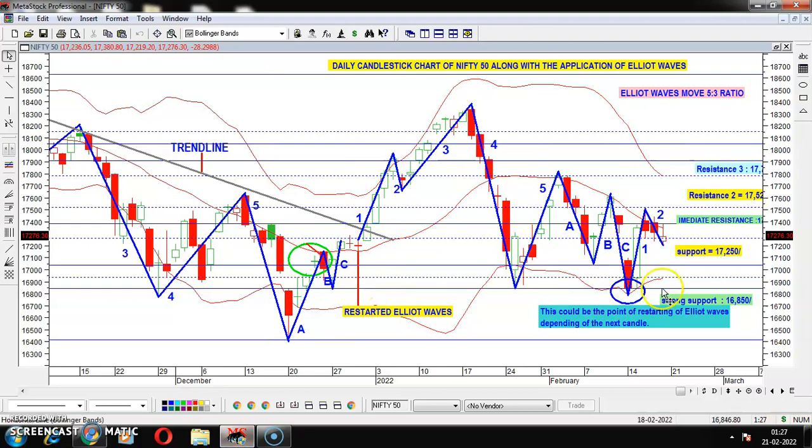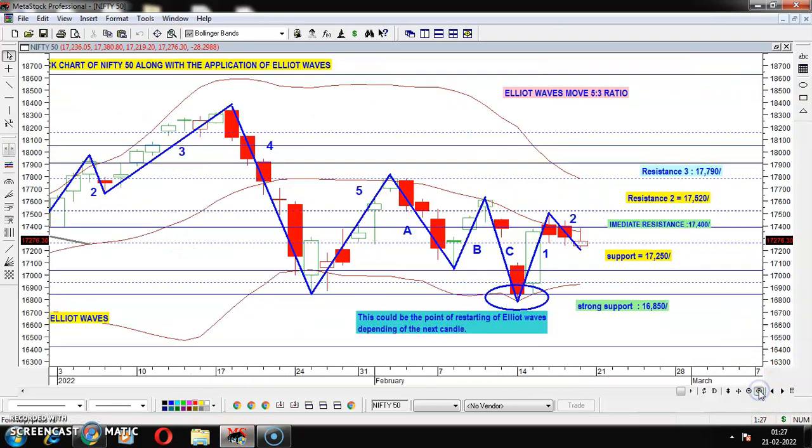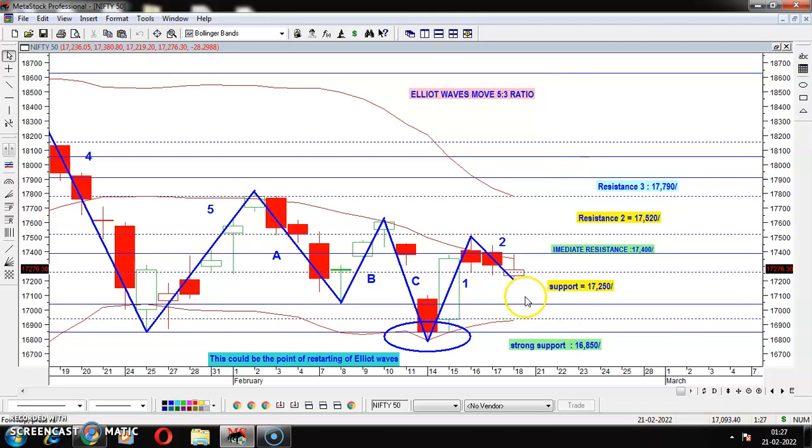Now let me straight away go to the daily candlestick chart of Nifty. You see, this is the daily candlestick chart of the Nifty. This is the last Friday's candle. We see that it opened at 17,236.05 and it closed at 17,276. I mean, the close was higher than the open. That's why it is a bullish candle.